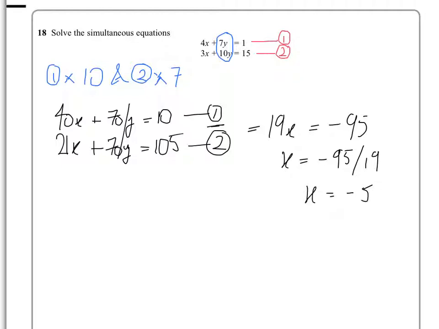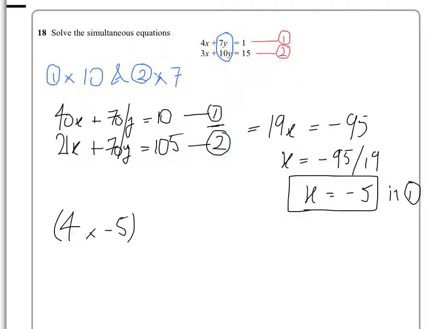Now we're not finished there because we need to work out the value of y, so what we do is we substitute this value of x into either one of the equations. It honestly doesn't matter, so I'm going to substitute that into 1. So then what we get is 4 times minus 5 plus 7y equals 1.